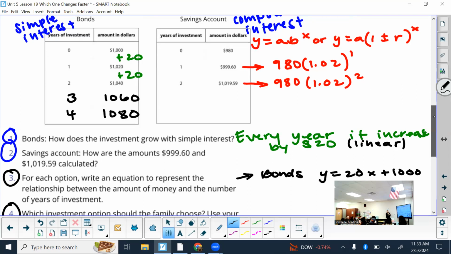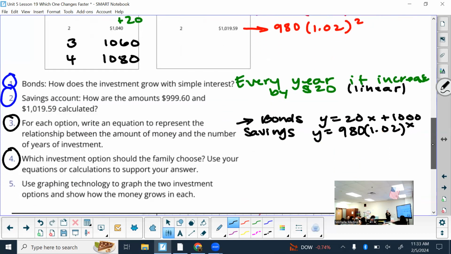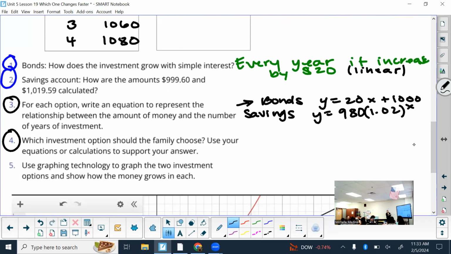For the savings account, we kind of already did that. So for the savings, it should be something to the effect of y equals 980 times 1.02 to the x power, where x is the year. Questions on the equation setup?